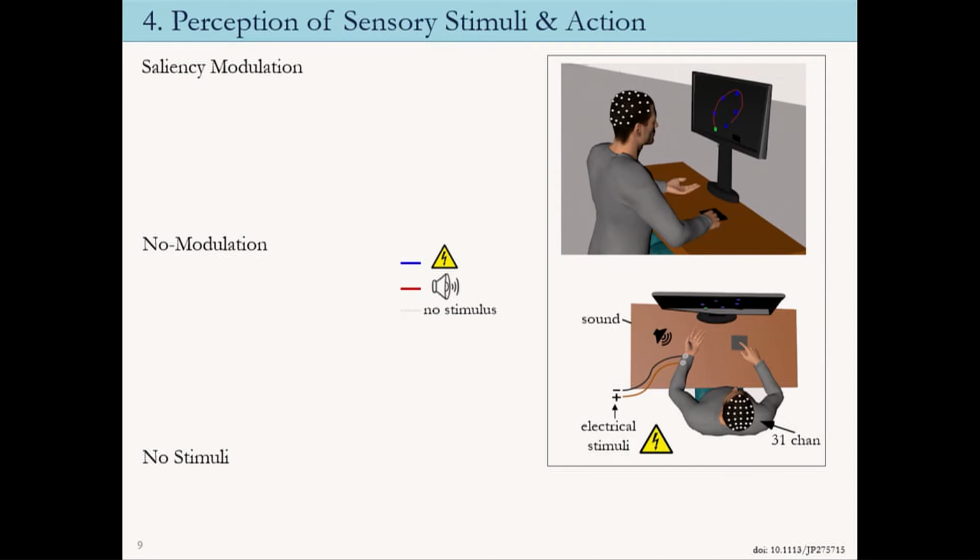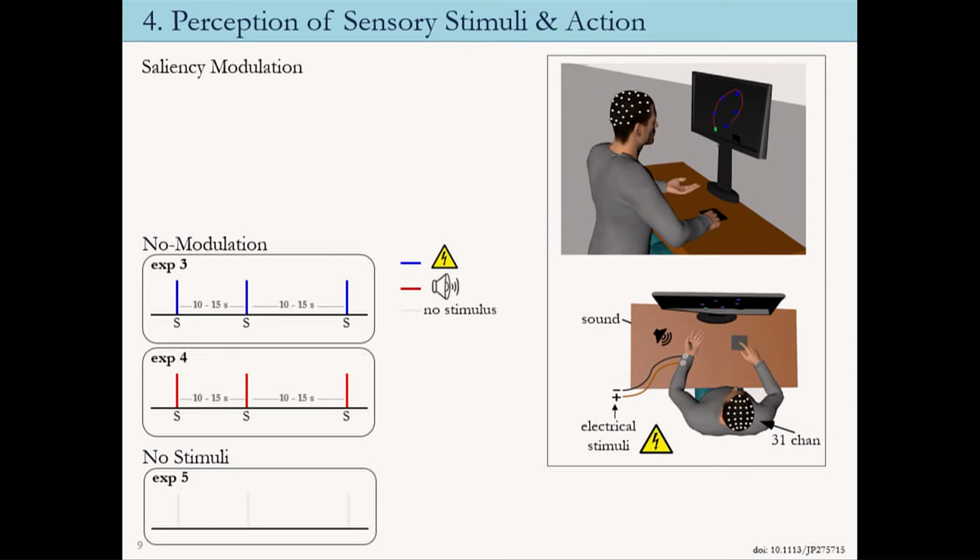So we had three main conditions. Bear with me, it's a bit complicated. We had the condition where the participant just performed the task. So no stimuli, they are grayed out, no stimuli here, just doing the movement. We had a condition where we delivered single stimuli. So just before doing the task, they heard a beep, that's it. Or they received an electrical stimulus. And they ignored it, hopefully, and they did the task.